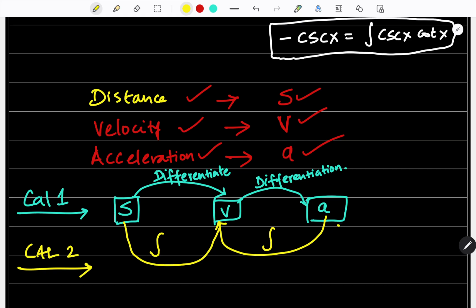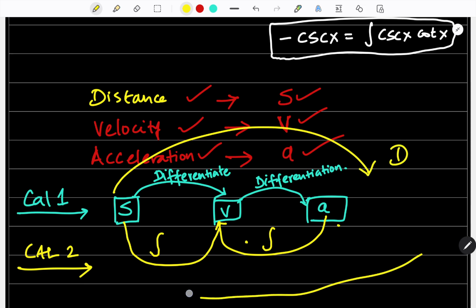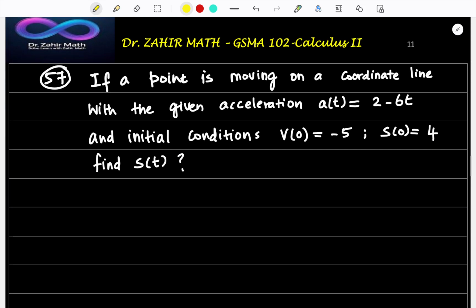So acceleration integration gives what? Velocity. Velocity integration gives what? Distance. Wow, super. Going this way is differentiation, and going this way is integration. Distance to velocity, velocity to acceleration, differentiation. But acceleration to velocity, integration, velocity to distance, integration. This is opposite, or you can say in a simple word, reverse. Now these words are clear: distance, velocity, acceleration. So now let's go to the question.